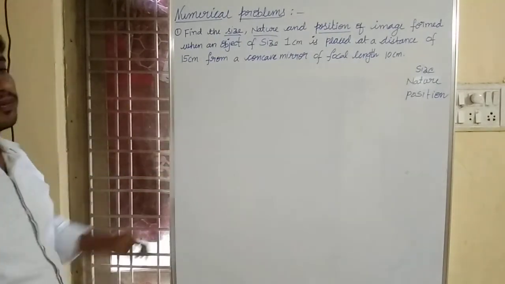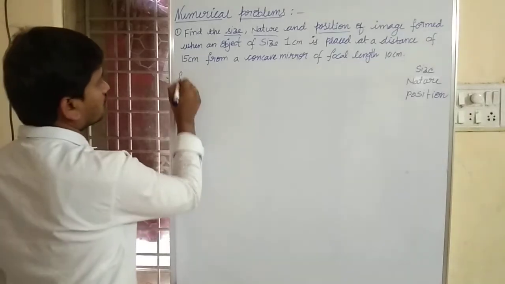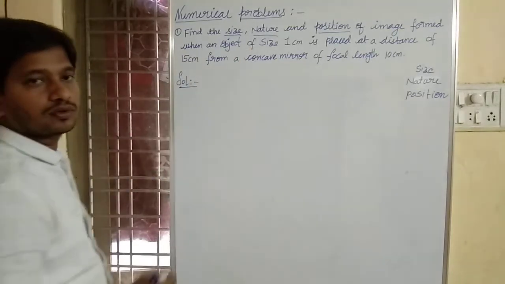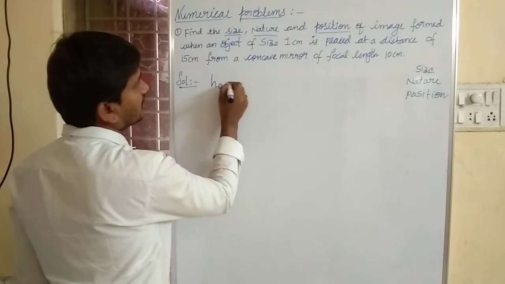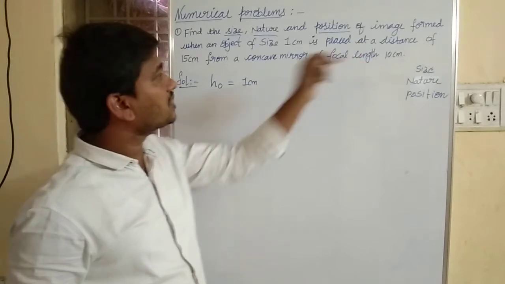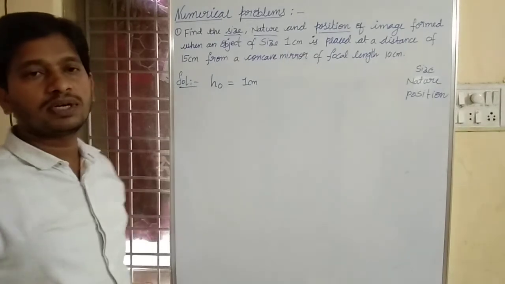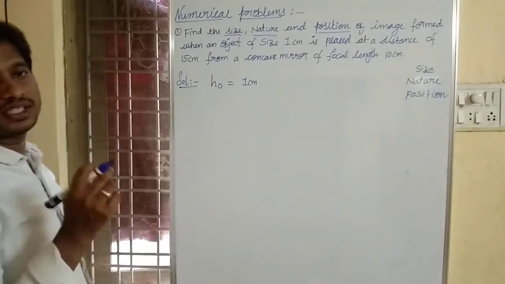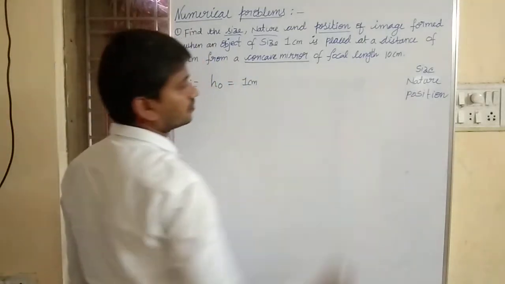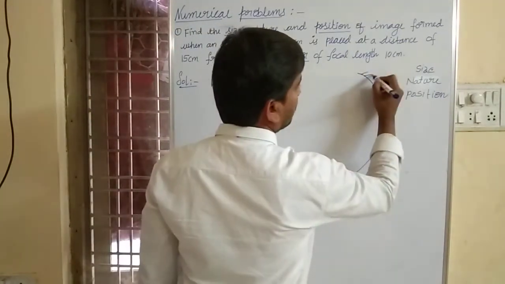Of the image formed when an object of size 1 cm. What is the size of the object? Let me write. An object of size 1 cm. Height of the object is given, 1 cm. Is placed at a distance of 15 cm from a concave mirror of focal length 10 cm. What is the mirror here? Which is our concave mirror. This is our concave mirror.